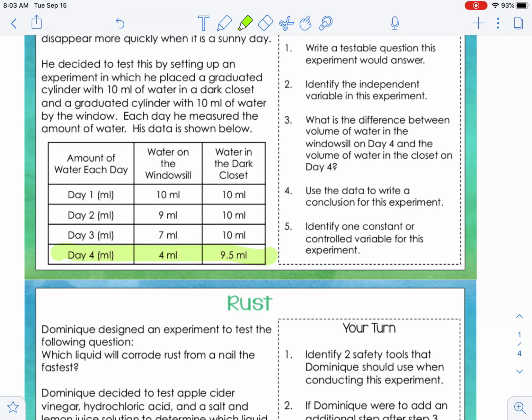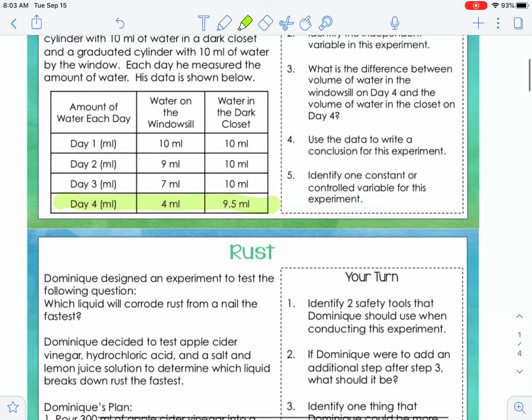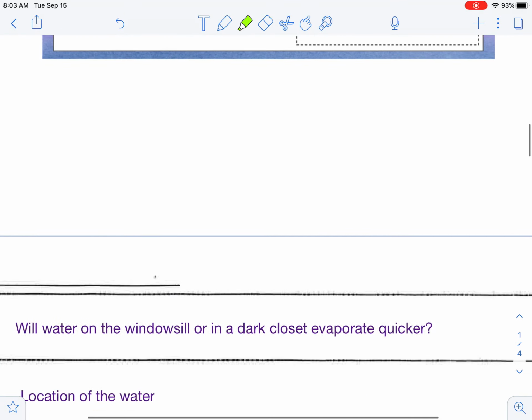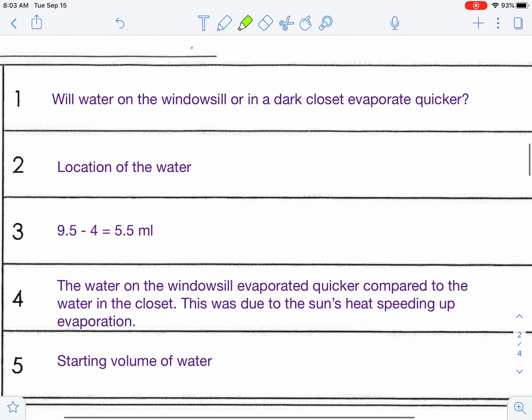Identify one constant or control variable for this experiment. Okay, so what has to be kept the same here? The starting volume of water absolutely has to be kept the same, had to start with the same amount. Otherwise, right off the bat, one has an advantage over the other.